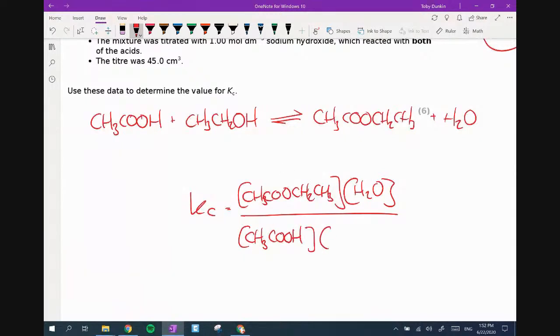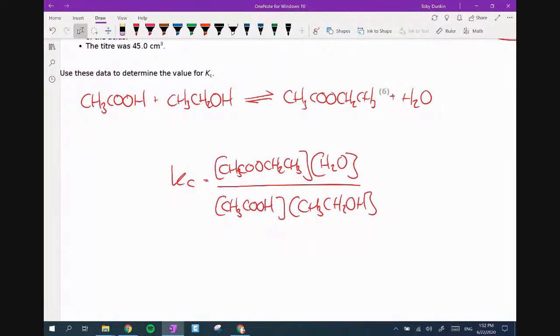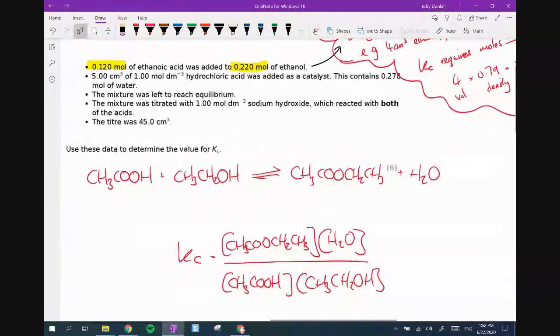Ethanoic acid multiplied by the ethanol. There we go. This is a roadmap for my calculation. What I need to know is the moles of everything at equilibrium. It said 0.12 moles of ethanoic acid was added to ethanol, so I'm now writing down the word initial, and I've put in 0.120 moles of that.